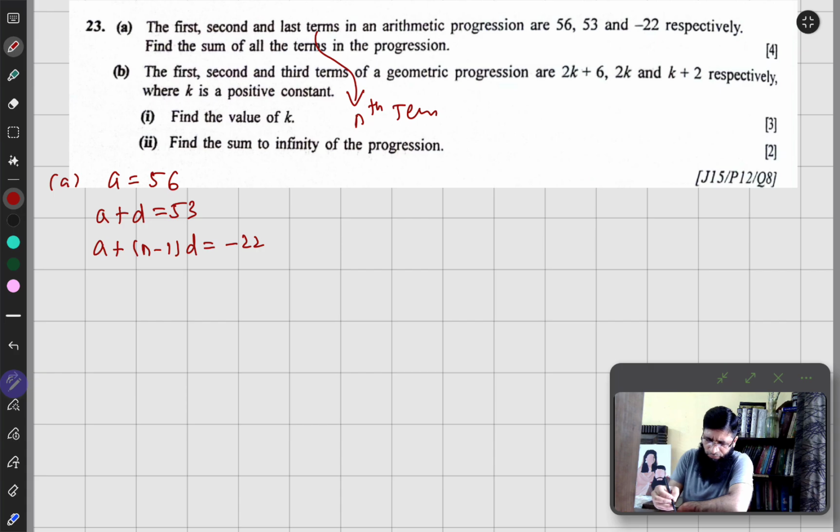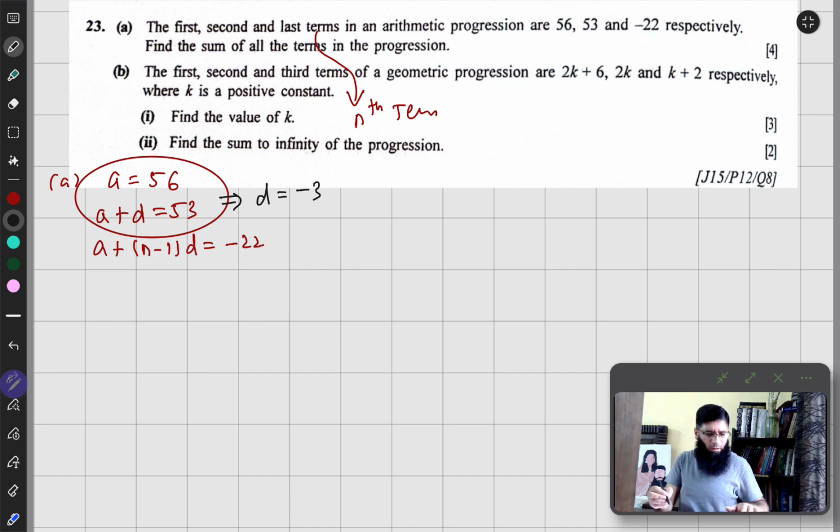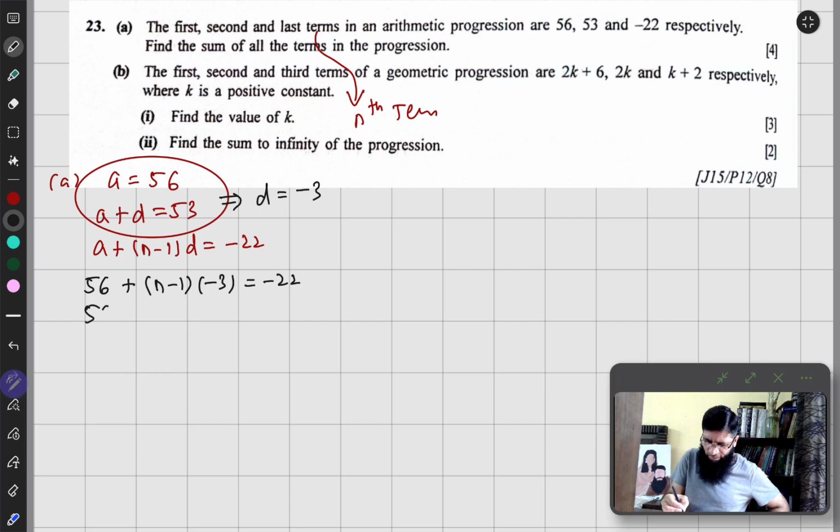Now first of all, if you simplify these two equations, you will get D is equal to 53 minus 56, so D will be equal to negative 3. Now, first of all, we will see how many terms you have in this sequence. First term is 56 plus D, which is negative 3. So you will have 56 minus 3n plus 3 is equal to negative 22. So you will have 56 plus 3, 59, plus 22. So n will be equal to 27.